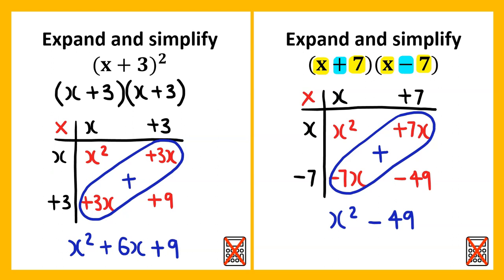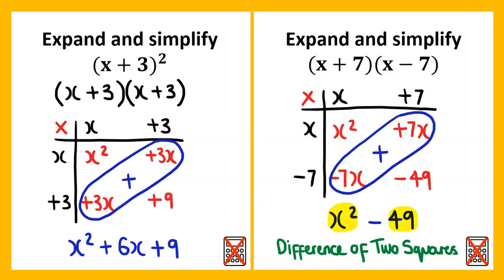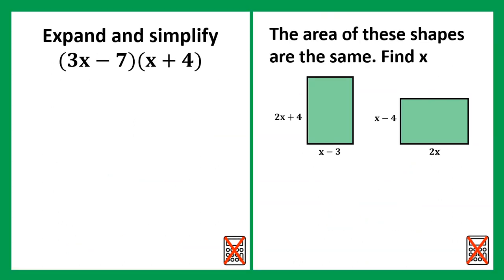So the middle bit ends up cancelling out when you collect like terms, and you're just left with the beginning part and the end part. And this has a name. It's called difference of two squares because you end up with two square numbers and the difference, a subtraction between them. On to the advanced questions.